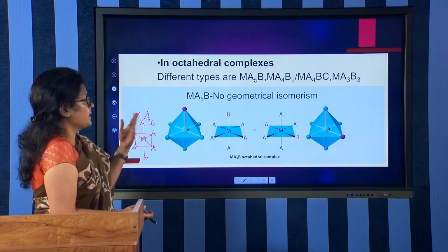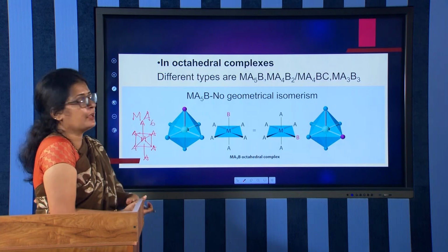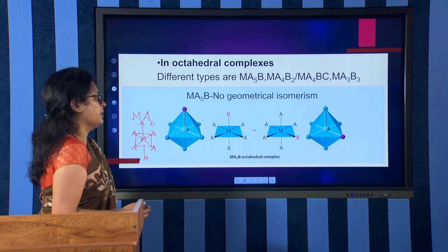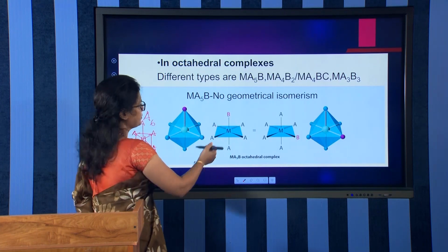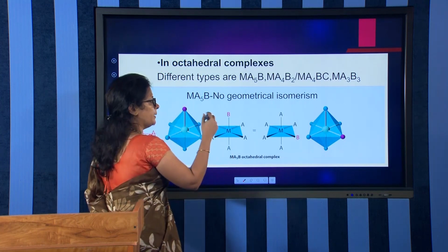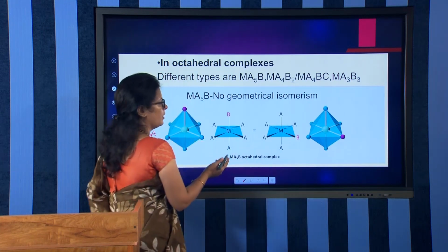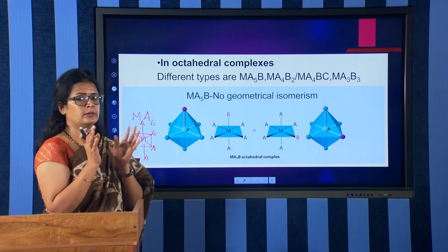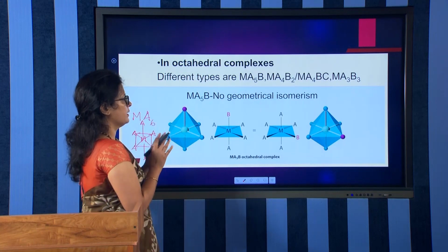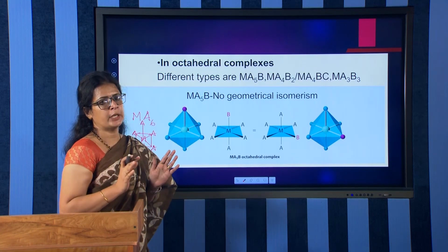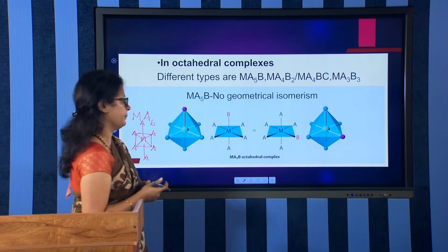Now coming to the next type, if we substitute one A with B, we will get MA5B type. This is the MA5B type given here, A 1, 2, 3, 4, 5 and there is one B. If I change the position of B, these are similar, because a regular octahedron should be viewed 3-dimensionally. Both structures are actually the same. So, MA5B will not show any geometrical isomerism. No cis and trans form is possible for MA5B type.